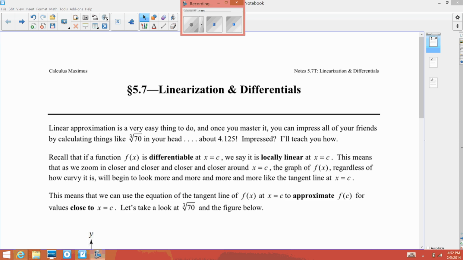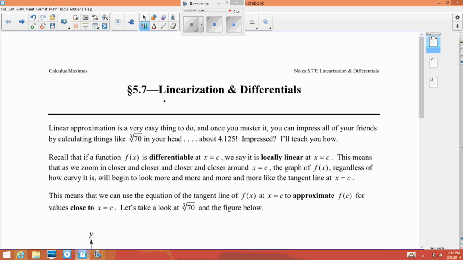All right, linearization and differentials. So linearization, we're going to be talking about linear things, okay? Lines. Differentials, which is kind of like derivative, right? So it's something related to that. It's really something that's simple. It'll be a good break from those optimization problems.